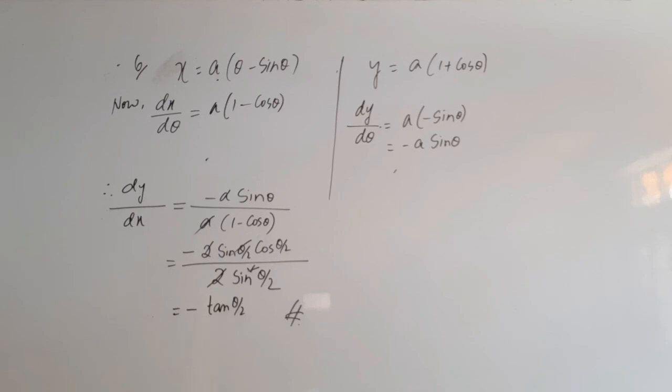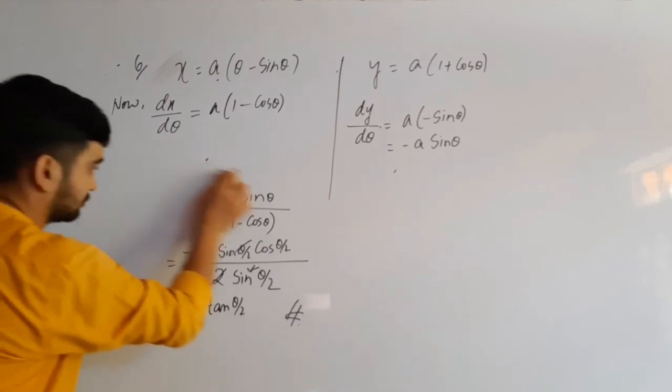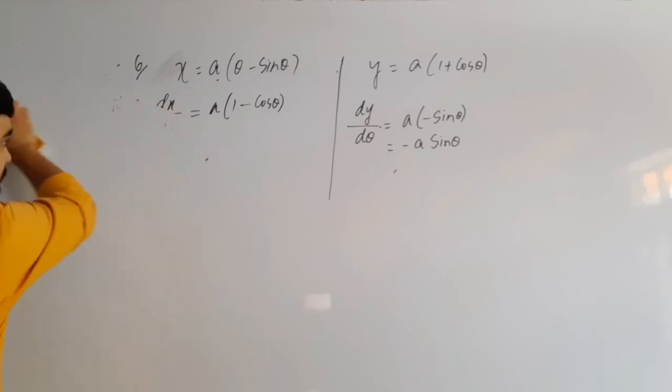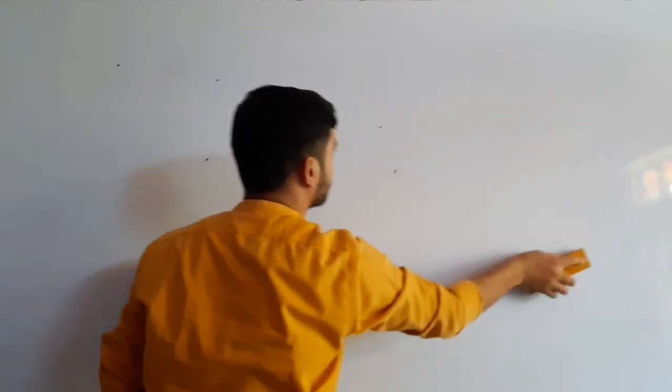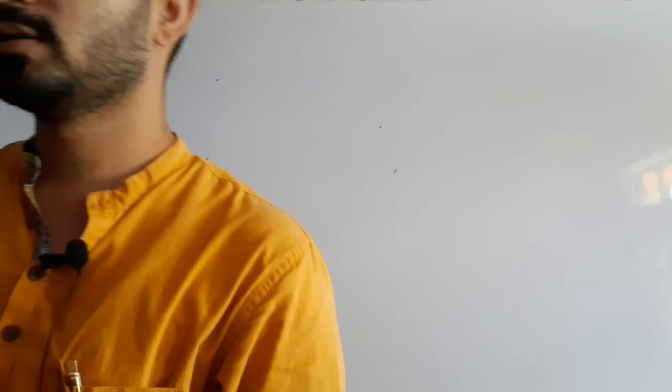If you have any doubts about the remaining questions, ask. Question number 8: x equals a (cos t plus log of tan t by 2), y equals a sin t. You can try question number 9 as well. Do 8, 9 and 10, and 7 and 11.